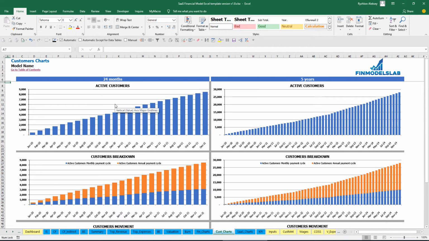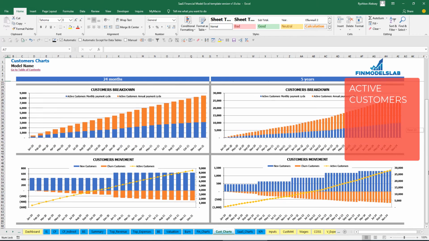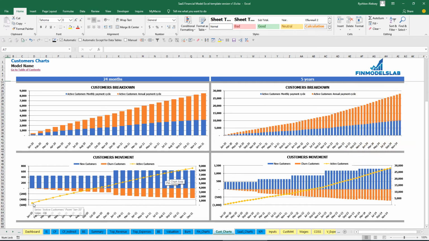On the customer charts tab, you may see also 2 sets of charts, which is a breakdown of 2 years and 5 years by months with the main customer metrics. On the top you may see the active customers by months, then customers breakdown by active customers with monthly payment cycle and annual payment cycle, and on the bottom of the customer charts tab you may see the customer movement, which includes the new customers for particular months, churn customers for particular months, and as a result you may see the yellow line which shows you the active customers for these particular months.